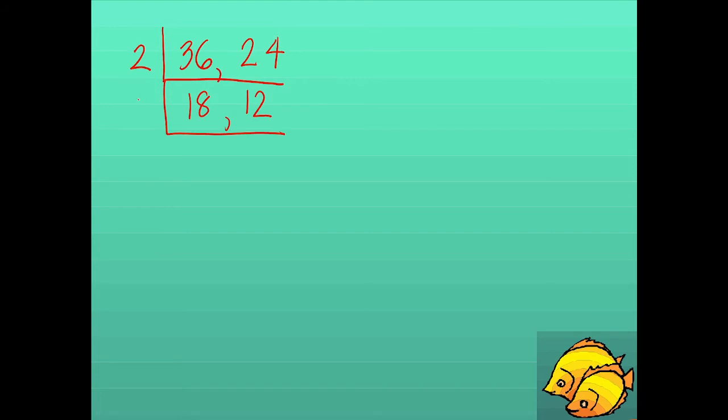Yes. 18 divided by 2 is 9. 12 divided by 2 is 6. Now, is 9 or 6 divisible by 2? No. I will have what number now? The number 3. 9 divided by 3 is 3. 6 divided by 3 is 2. Okay, let's get the GCF.